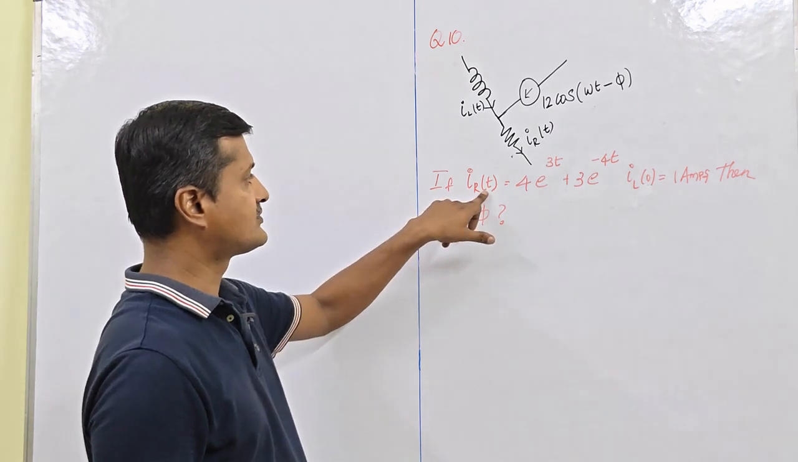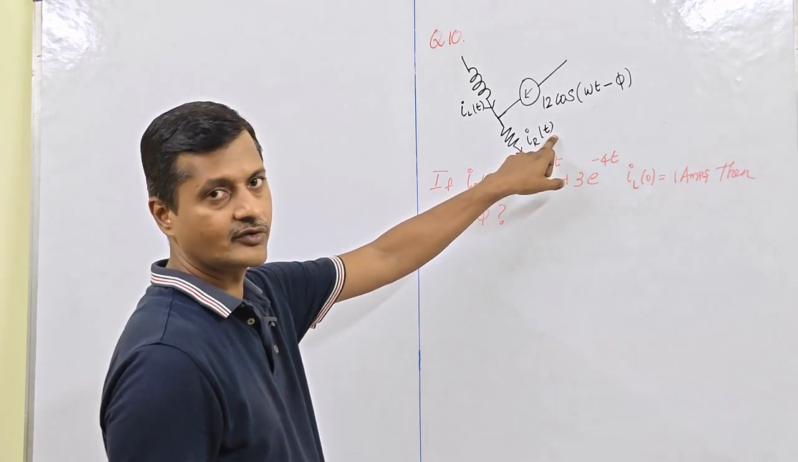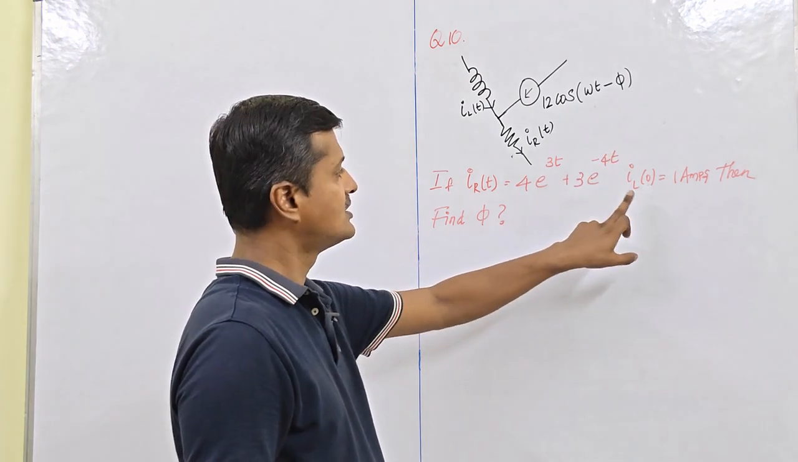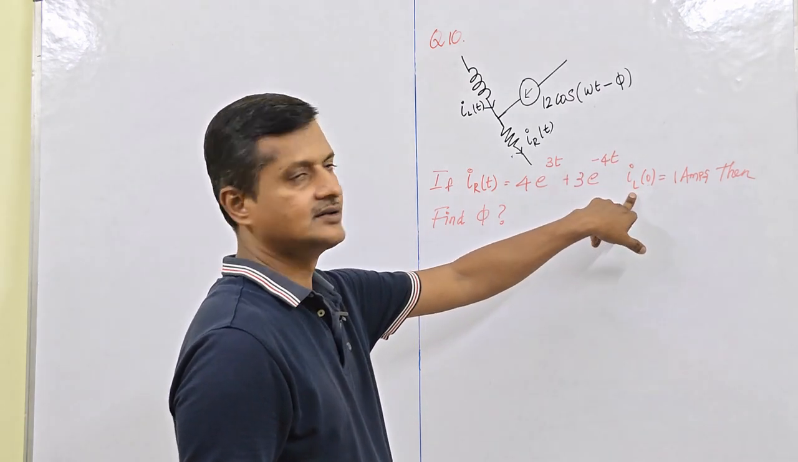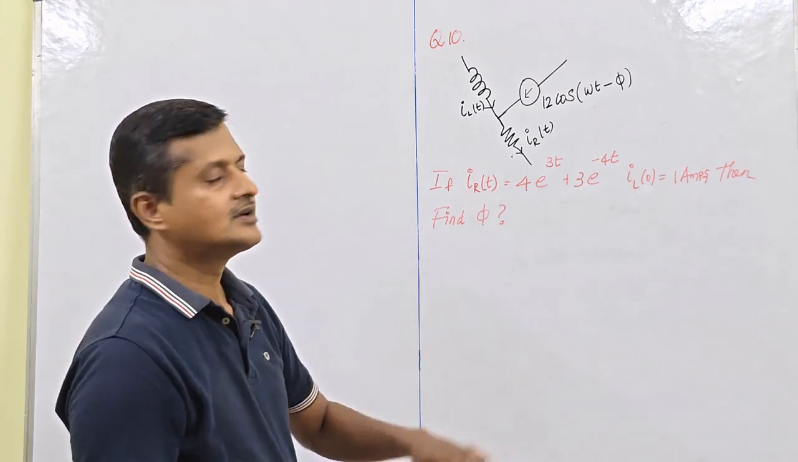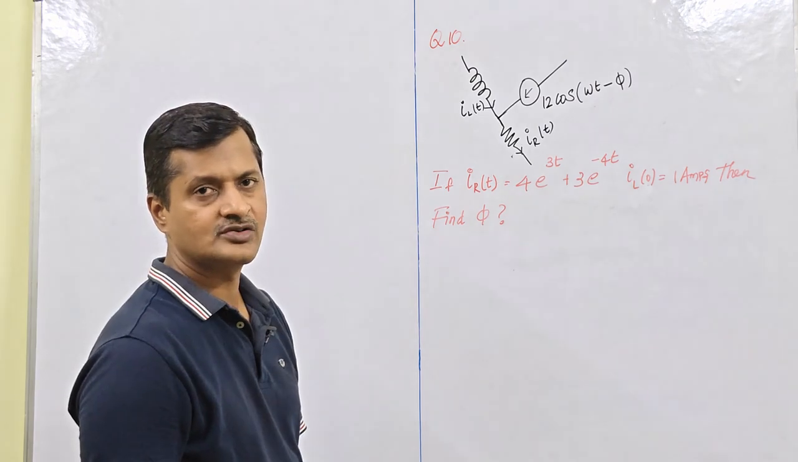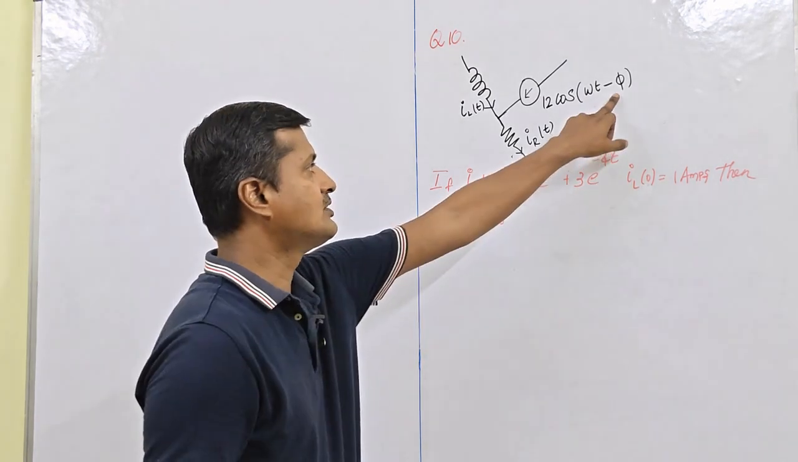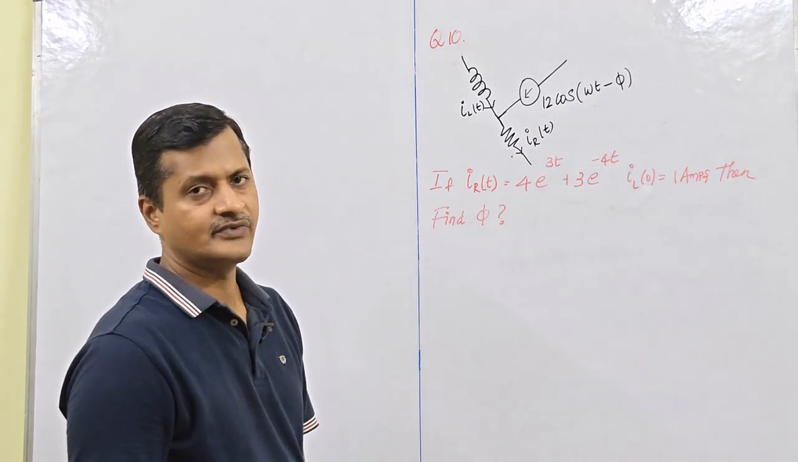IR of t, the outgoing current, is 4 e power 3t plus 3 e power minus 4t, and IL of 0 is equal to 1 amp, because an inductor is a storage element. So the current in the storage element previously is given as 1 amp. Then find the value of phi. So they ask us to find the angle phi.